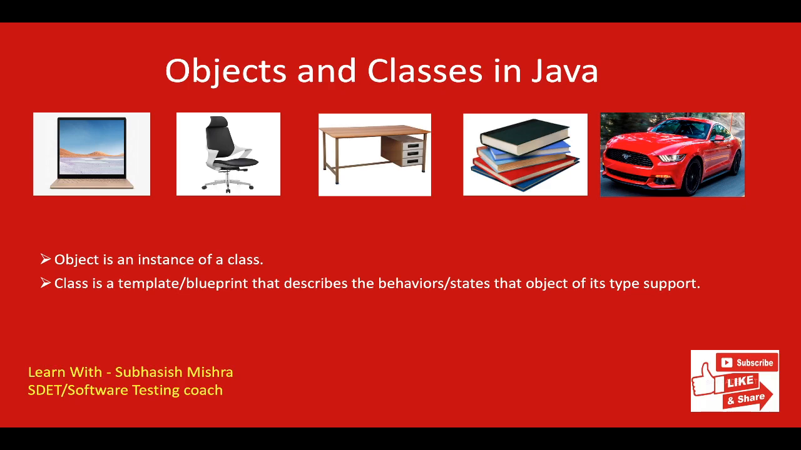Then, what is a class in Java? A class can be defined as a template or blueprint that describes the behavior or states that objects of its type support. Classes are the templates for the creation of objects. When we see a template, it means it always has the same structure and implementation. They set out rules for how the objects that they contain may behave. So, all the objects created from a single class share the same behavior and state.